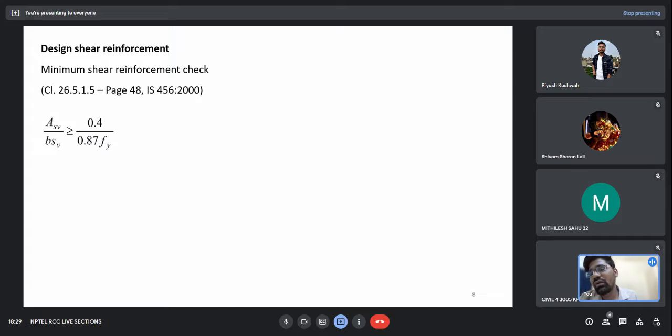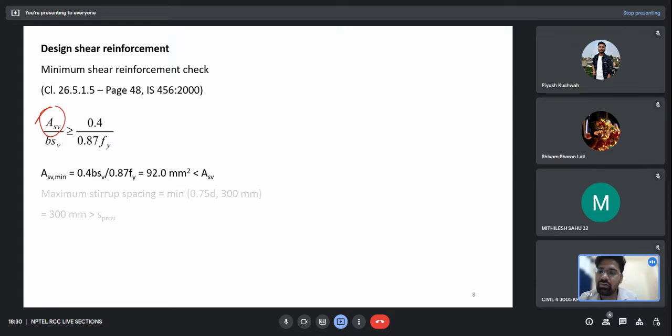So the area of steel which is provided should obviously be greater than this minimum shear reinforcement. If it is not greater, then I will be providing this ASV value. I have calculated it for you here. ASV minimum is 92, which is less than the ASV. So the area of steel which I am providing is greater. So that's fine.